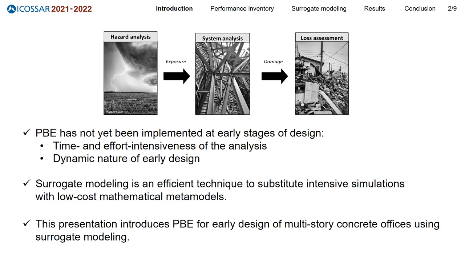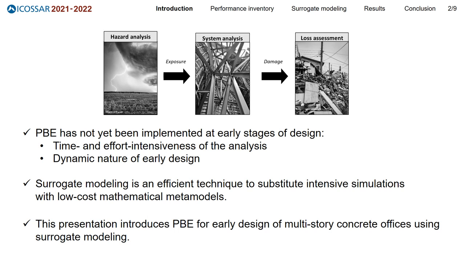The generic PBE comprises independent probabilistic modules linked to intermediate variables. While the number of these modules varies for different hazards, typically there is a hazard analysis module providing probabilistic description of hazard likelihood and intensity, a system analysis module that evaluates the system under the hazard, and a loss module that translates system damage measures to some decision-making variables such as repair costs or loss of functionality.